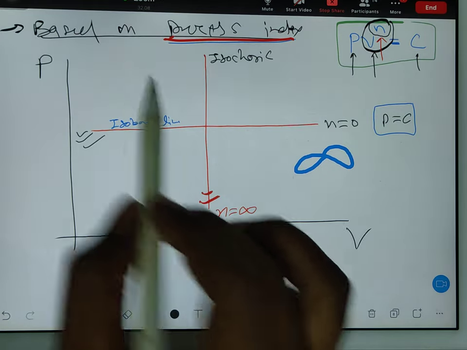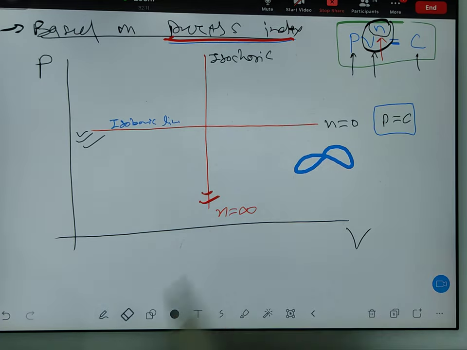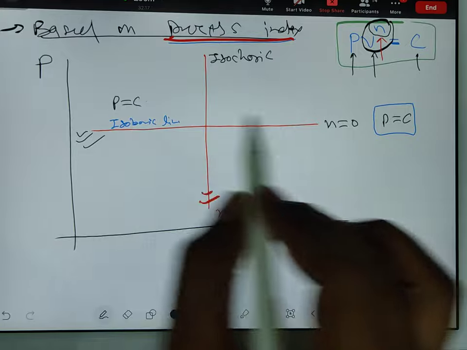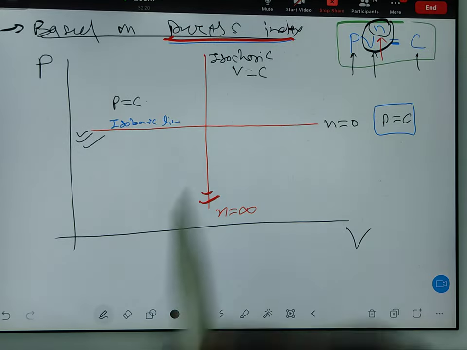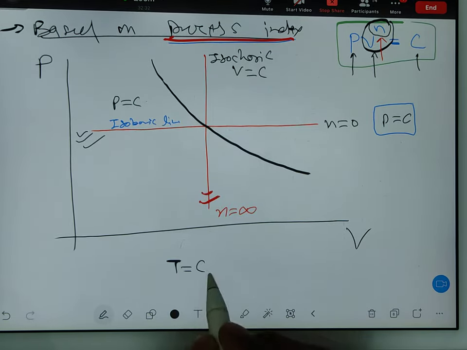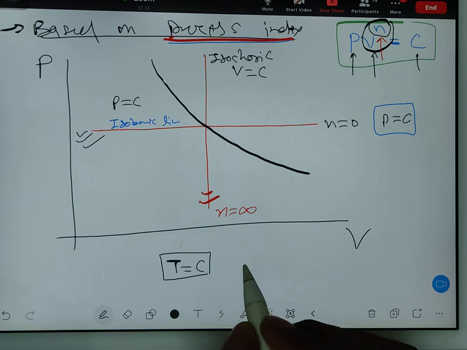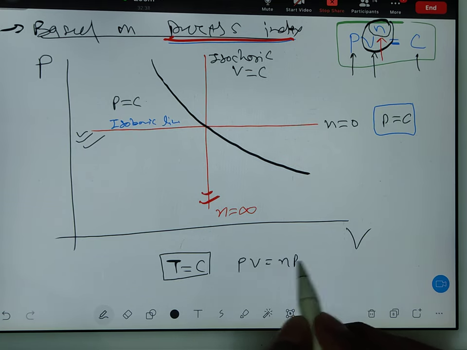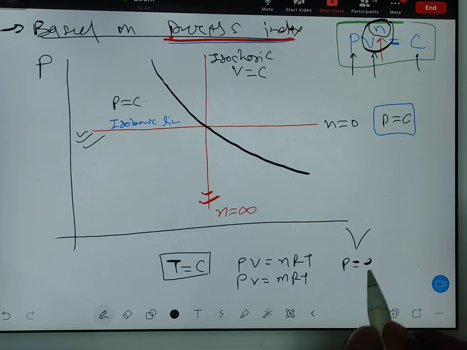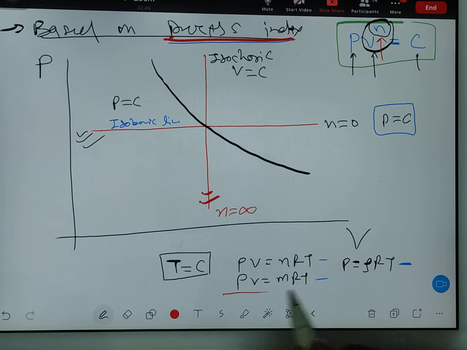Now, I will draw another line. Here you can see the isobaric line, pressure equal to constant. Here volume is equal to constant, and now I want to say temperature is equal to constant. For that I will draw a separate line. Suppose I am drawing this line. Temperature equal to constant, what does it mean? You have an equation in chemistry, PV equals nRT, or PV equals mRT, or P equals rho RT. There are several formats available. I am picking this format.